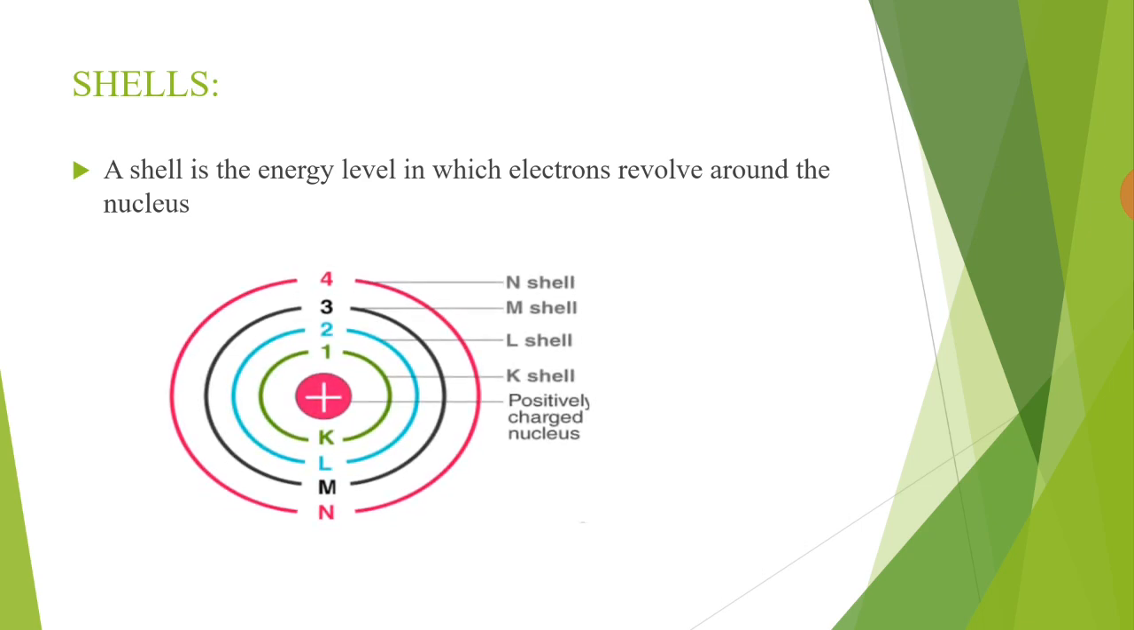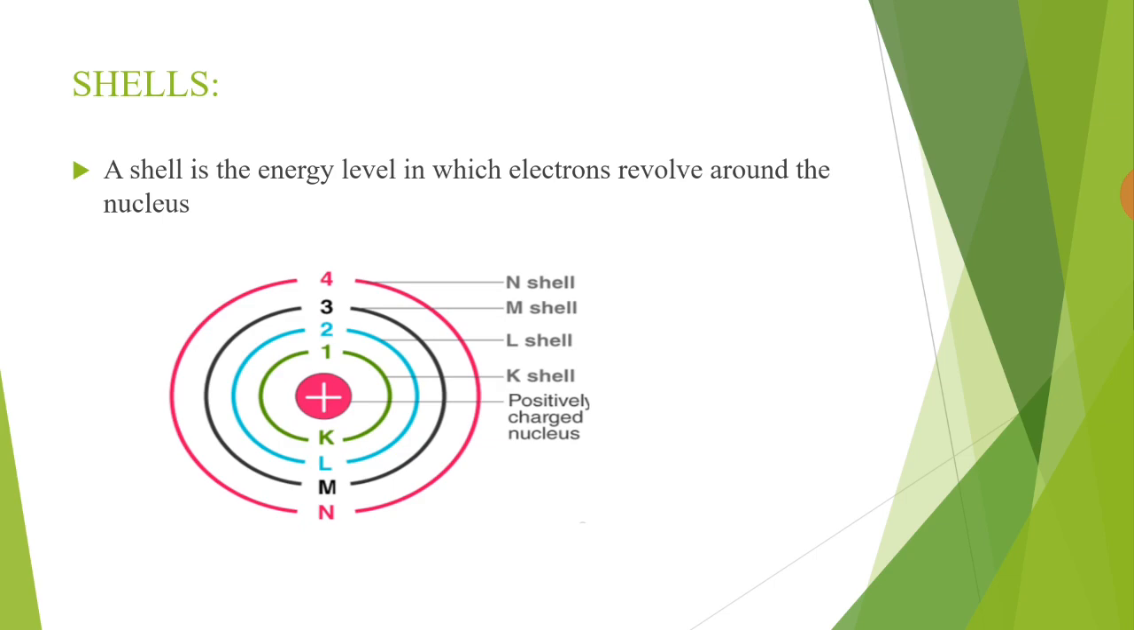We can name the shells alphabetically as K, L, M, N shell, etc. Or we can number the shells as 1, 2, 3, 4, etc. The shells are counted from the center of the atom outwards. As the number of the shell increases, the energy of the shell also increases. Thus, first energy level is K shell. It has the lowest energy.